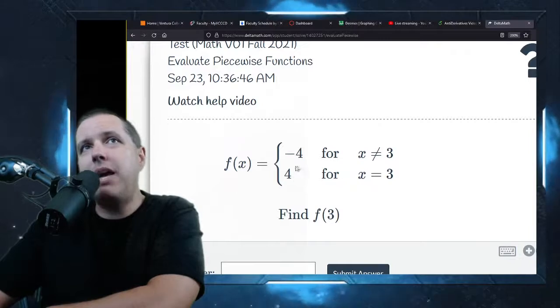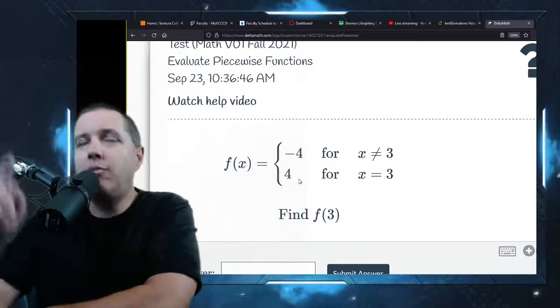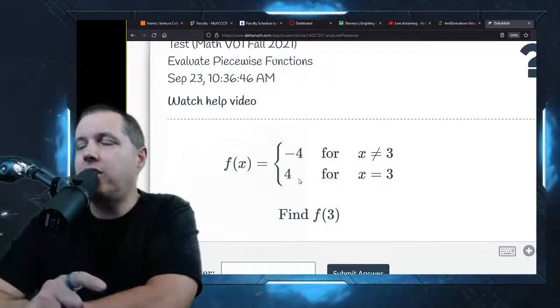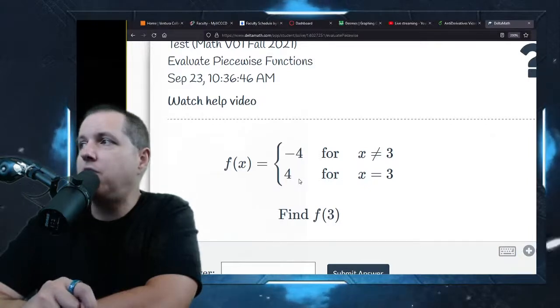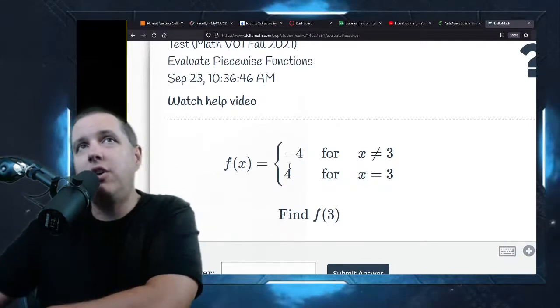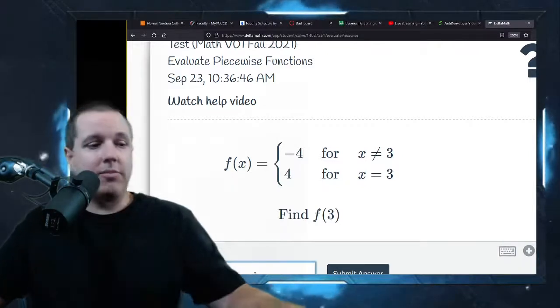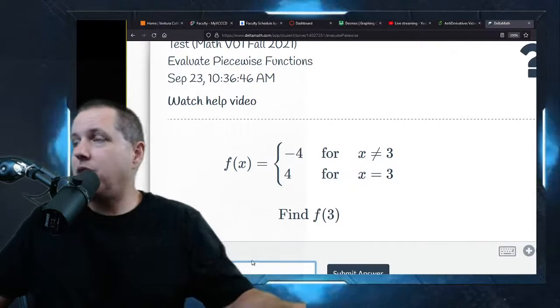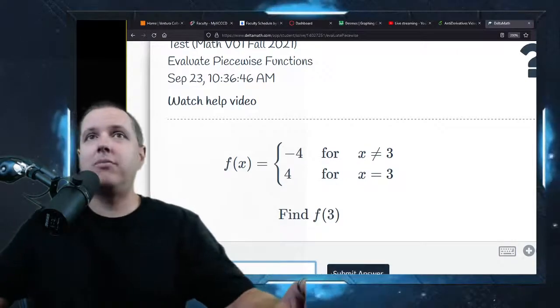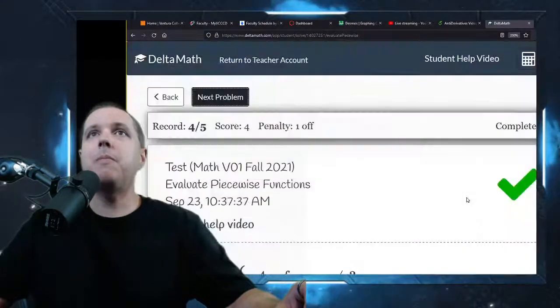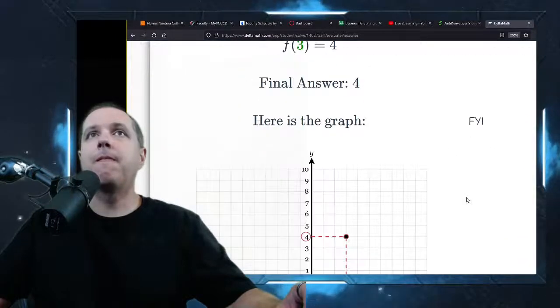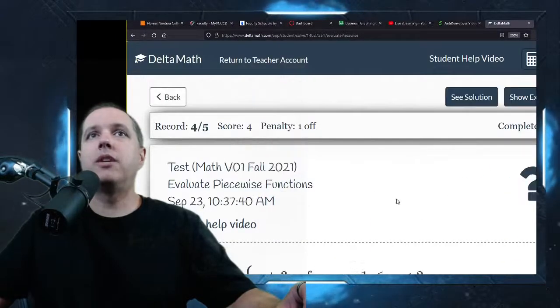And some people get panicked when there's no x here. They're like, well, I'm trying to plug the 3 into an x, but there's no x there to plug it into. It's just telling you your output is 4. Your y value is 4. Sometimes there's not going to be an x, so people get overwhelmed looking for an x. Sometimes it's not there. Okay, let's see what the next one looks like.